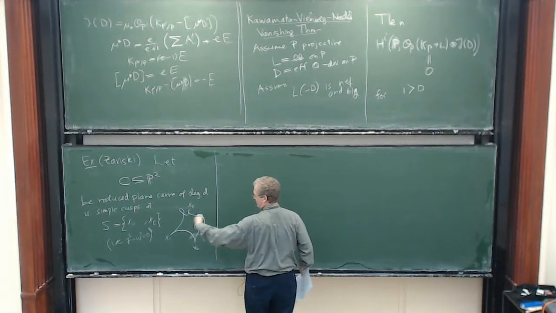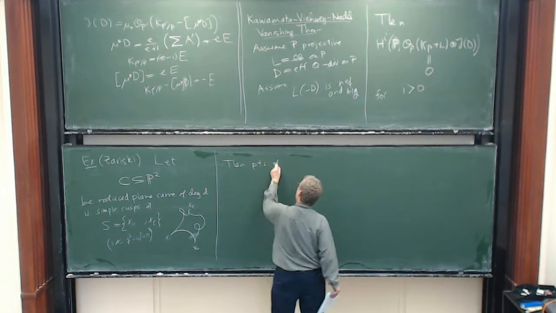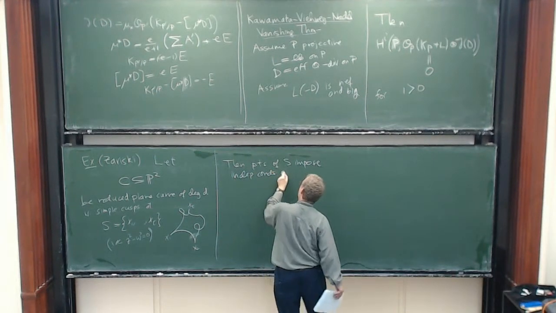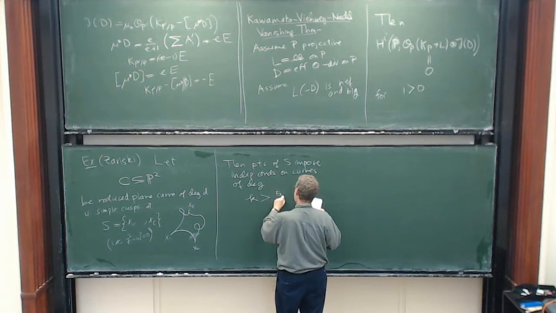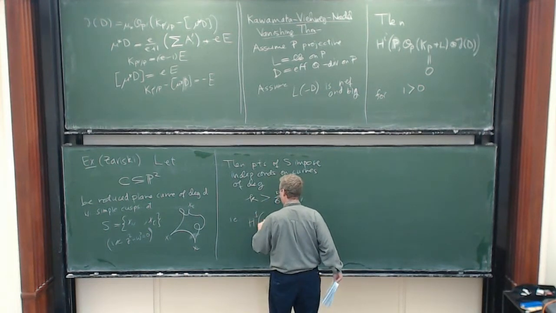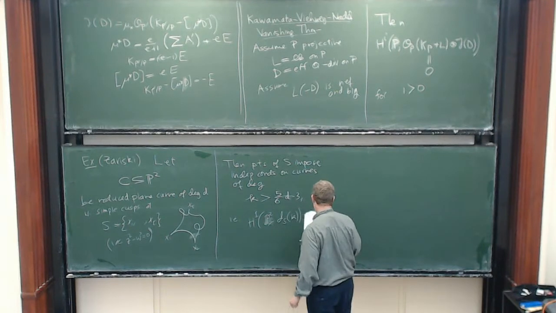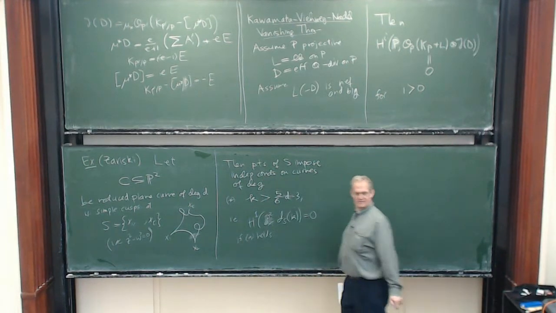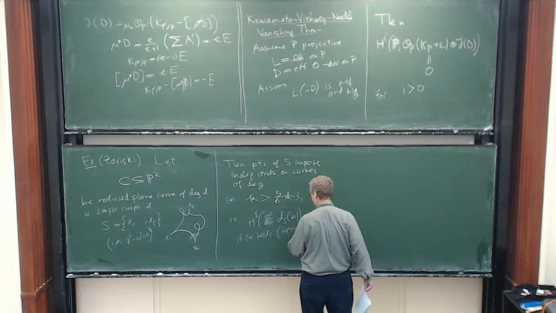The claim is that the points of S impose independent conditions on curves of degree k, for k bigger than 5/6 d minus 3. In other words, if k satisfies this inequality, the H1 of the ideal sheaf of these cusps, twisted by k, equals 0. And hence, since we're talking about regularity, this finite set is k plus 1 regular.